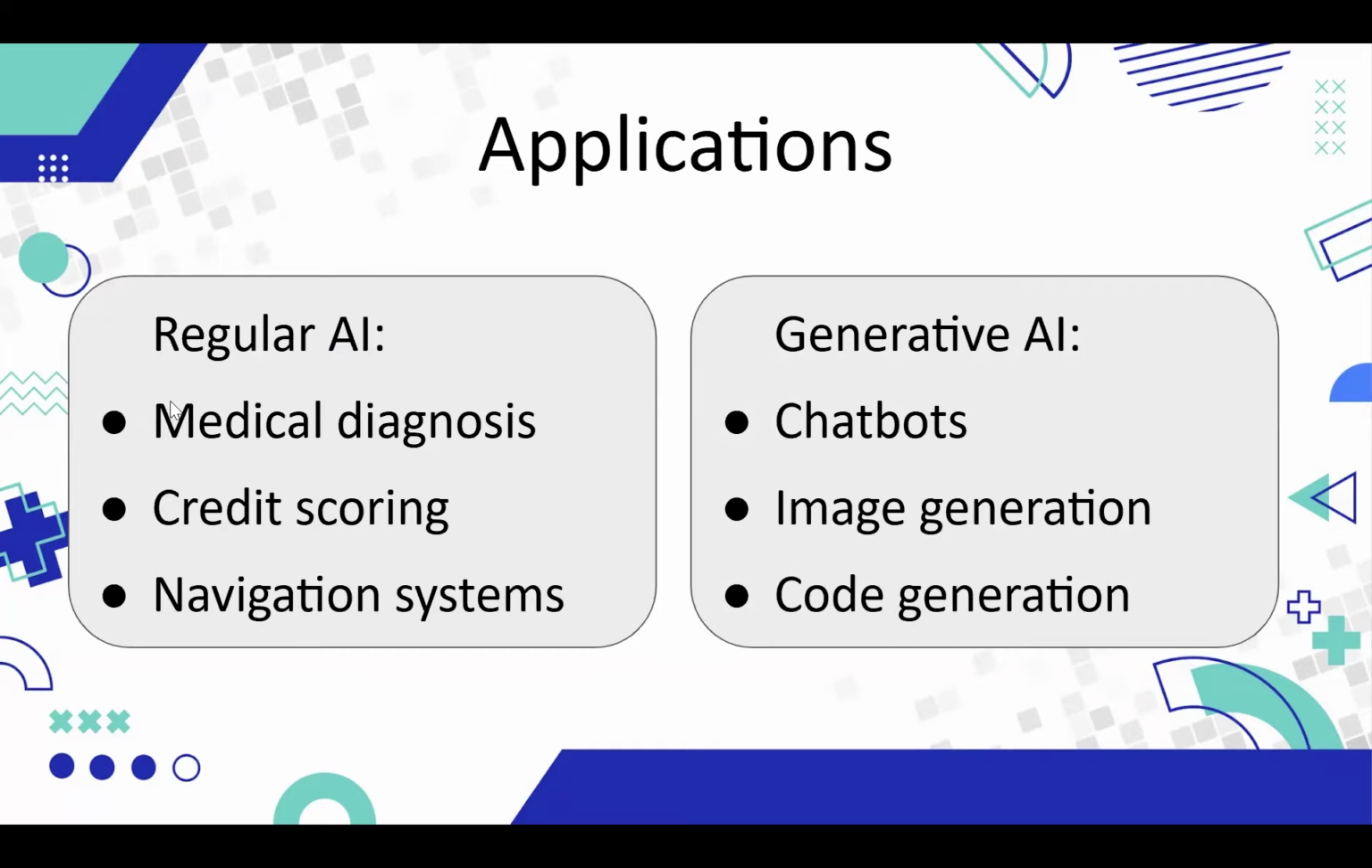In real life, these two types of AI are used in different areas. Regular AI is used in things like medical diagnosis, credit scoring, and navigation systems. Generative AI is used in chatbots, image generation, and code generation. Both are becoming important in software engineering, but they solve different types of problems.